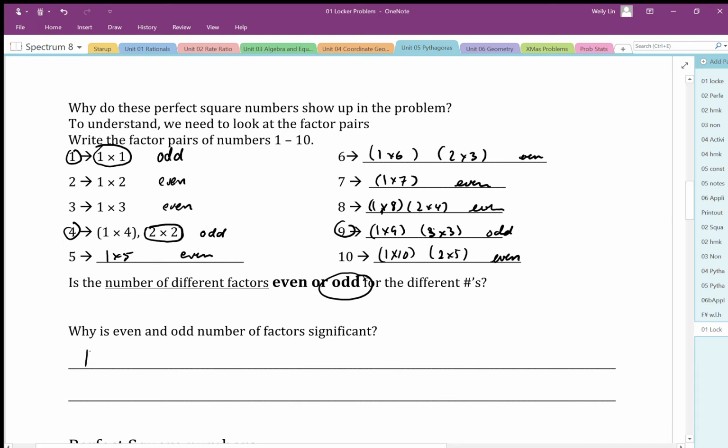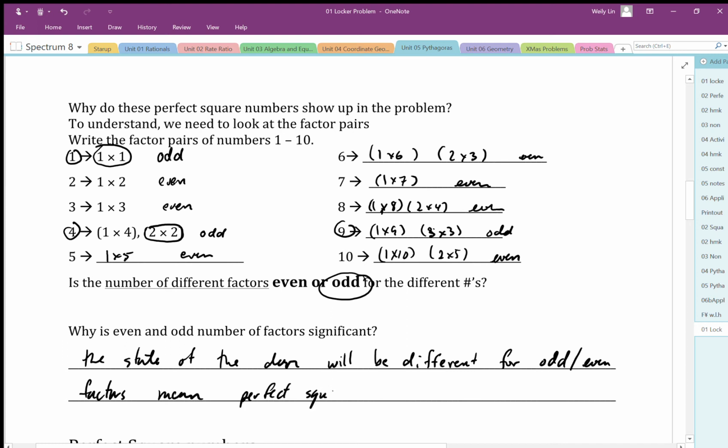So the state of the door will be different for odd and even factors. Which means that perfect squares, which have an odd number of factors, end up being open.